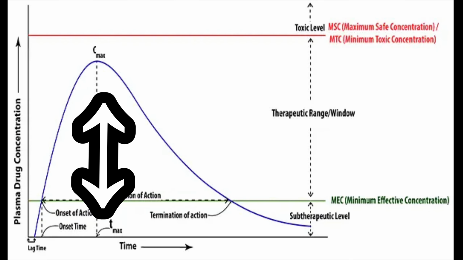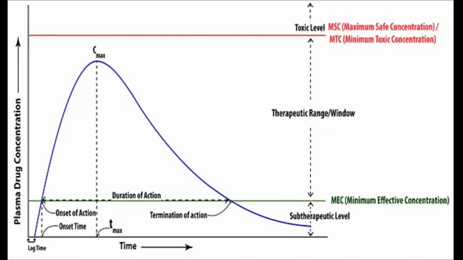Area under the curve is the total integrated area under the plasma drug concentration time curve. It expresses the total amount of drug that enters the systemic circulation after administration of the drug.